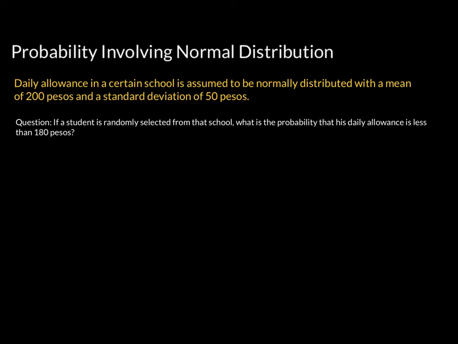First, we know that this is a probability question under normal distribution because it states that the daily allowance in that school is assumed to be normally distributed. Without this assumption, we cannot proceed with the probabilities involving normal distribution because in the first place it is not a normal distribution. But since it is explicitly stated that it's normally distributed, then we can now consider this as a probability question under normal distribution. So what do we need to answer a question like this?